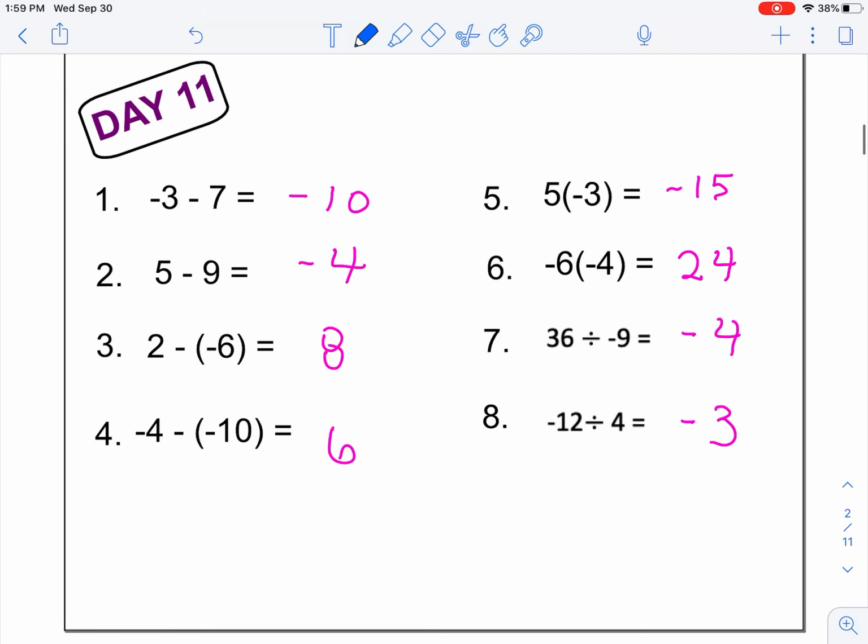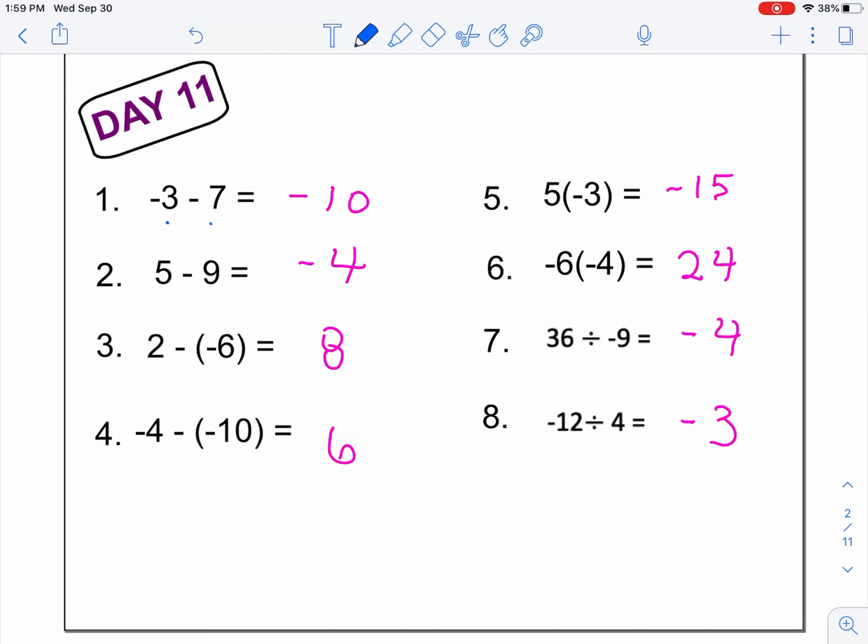Okay, here are the first set of problems and the answers. So remember, you're subtracting, you're taking a negative loss or a loss of 3 yards and you're subtracting 7 more, which gives you a total loss of 10 yards. Number 2, start at 5 degrees outside. Now you drop 9 degrees, the temperature is -4.